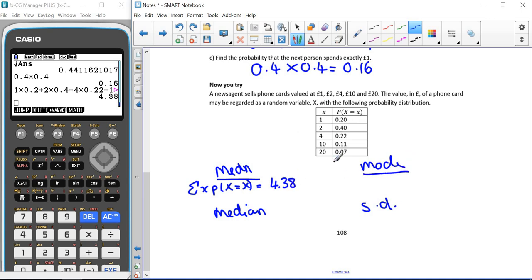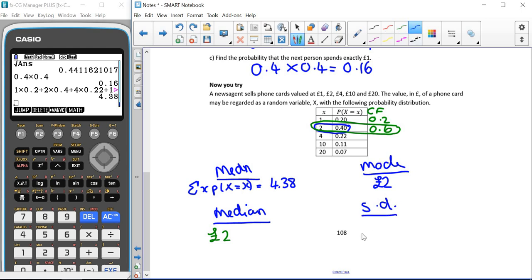For the mode, we just have a look at our probabilities and see which one is the biggest. So that's this one here. So the mode, the most common amount that people buy, is £2. The median, remember for an easy way of doing that, we can just add a cumulative frequency to the side. So by the end of the £1 ones, we're at 0.2. By the end of the £2 ones, we're at 0.6, which means that somewhere in those £2 ones, we have our median because we've got past a half. So our median is 2.